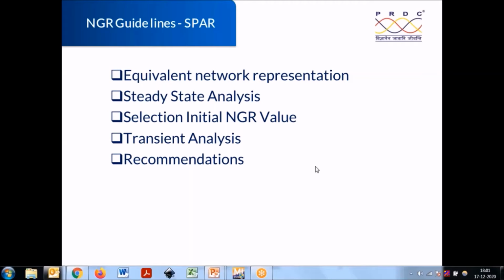Now I would like to give some guidelines on how to select this NGR. Because no line is ideally transposed, we cannot just calculate using the simple analytical formulas. So we have to conduct studies in a detailed circuit representation.